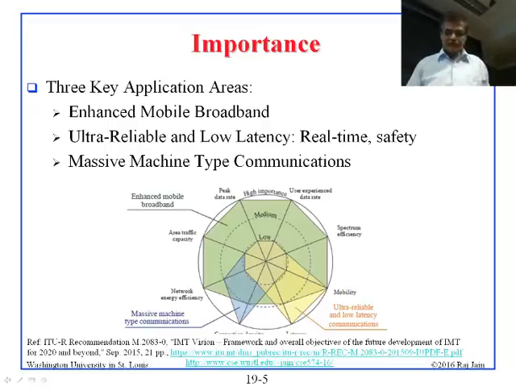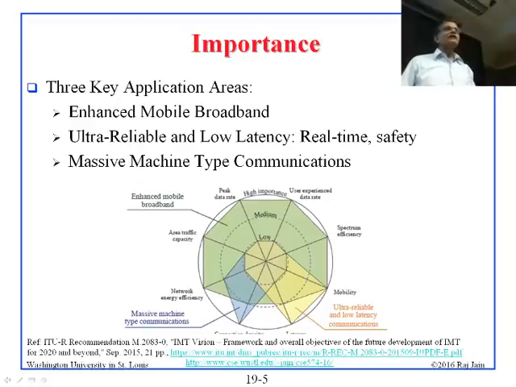Of course, latency is the last one you hear, because it is low latency. Yeah, that's important. And the machine type communication, they don't care for any of the other metrics. Everything else is low except for energy efficiency is medium and the connection density is high.